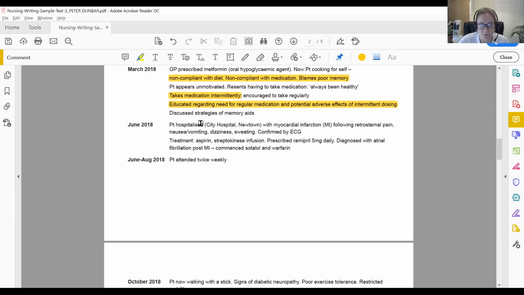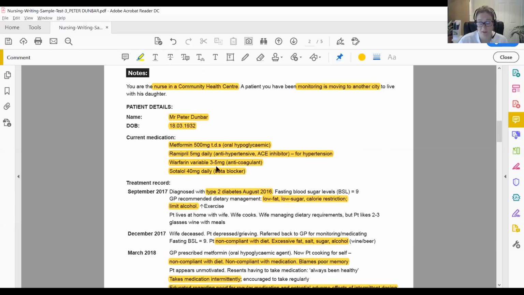So we're now in June. He was hospitalized. He had a myocardial infarction. He's been diagnosed with atrial fibrillation, and following it, commenced on this medication. So I think we need to mention that because it relates to the medication we're asking the reader to monitor.